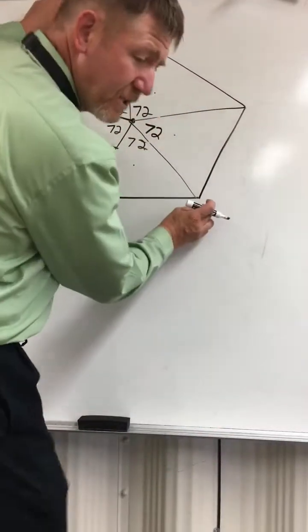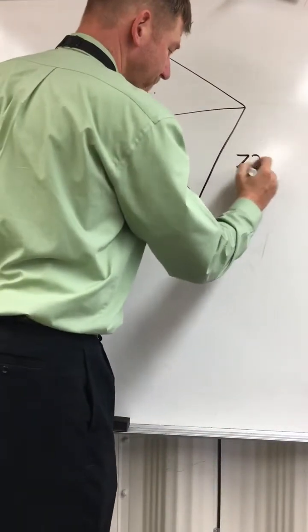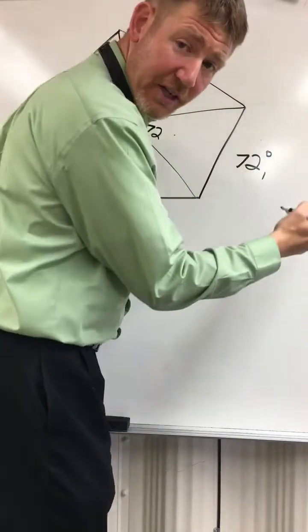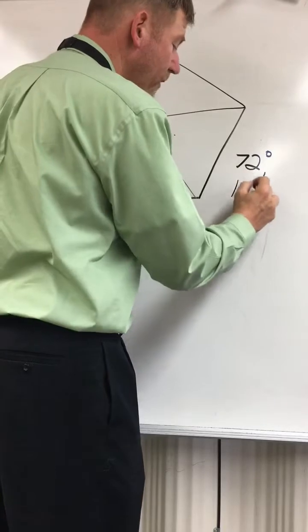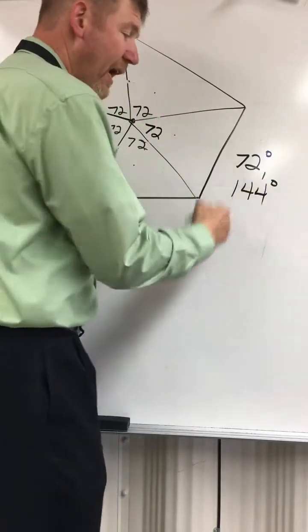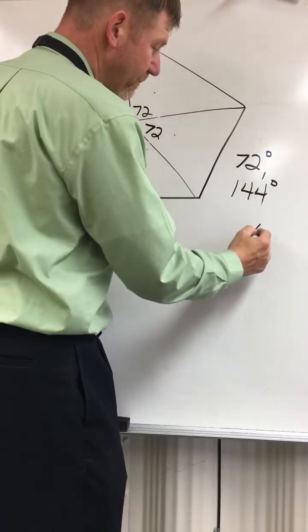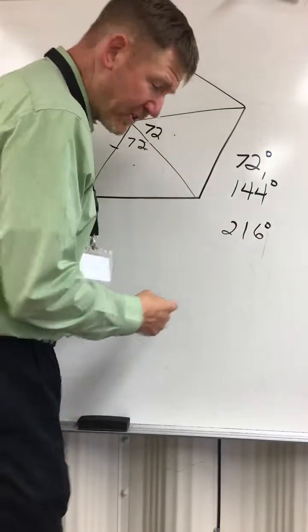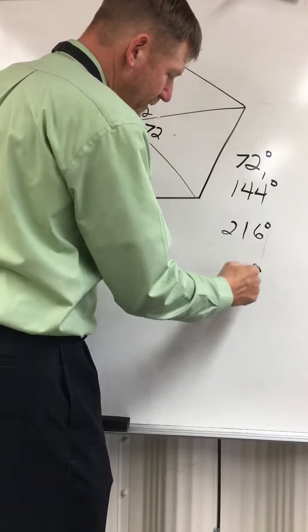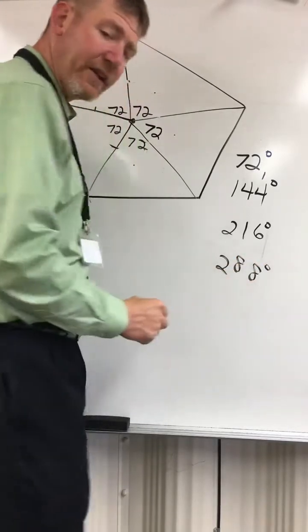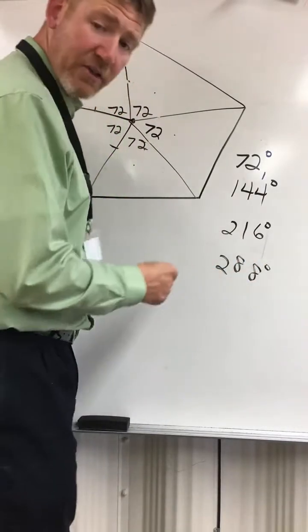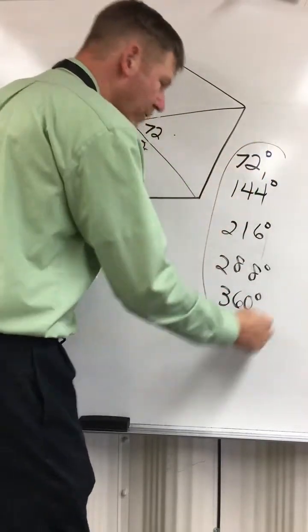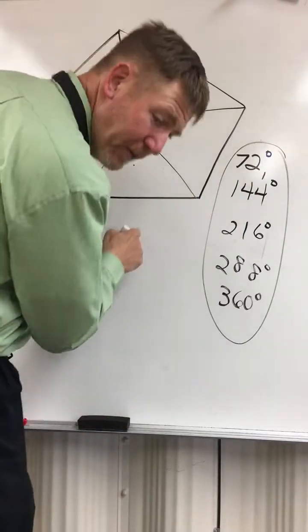So if I spin it 72 degrees, that's one rotational symmetry. Then add another 72 to that, so then it's 144 degrees. Add another 72 to that, and you'll get 216 degrees. Add another 72 to that, and you get 288 degrees. Add another 72 degrees, and you'll get 360 degrees. These are the rotational symmetries of this pentagon.